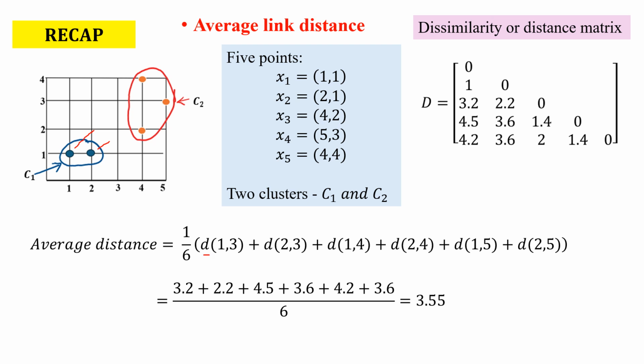So we have taken D1,3, with 1 from C1 and 3 from C2, D2,3, with 2 from C1 and 3 from C2, D1,4, similarly 1 is from C1 and 4 is from C2, and so on. The total number of pairs is 6, that is 2 cross 3. The value we get is 3.55. This is the average link distance between the clusters C1 and C2 according to the values given to us.